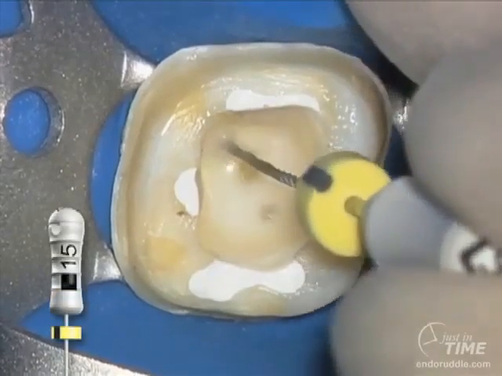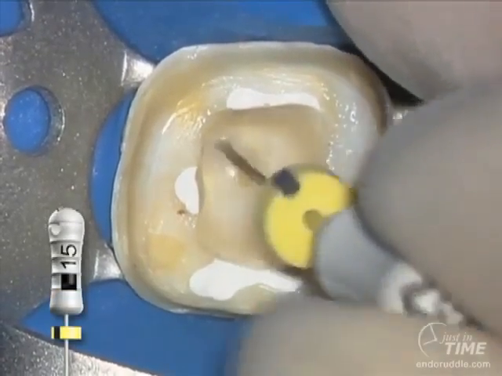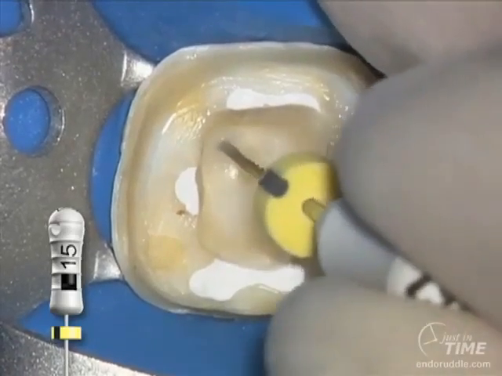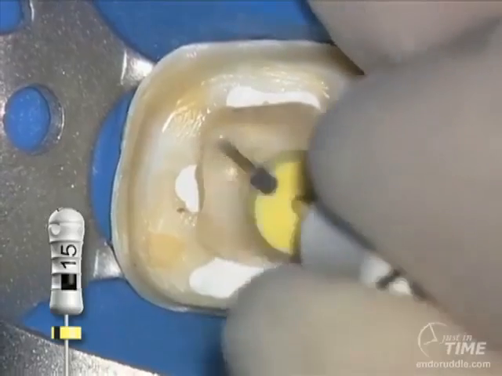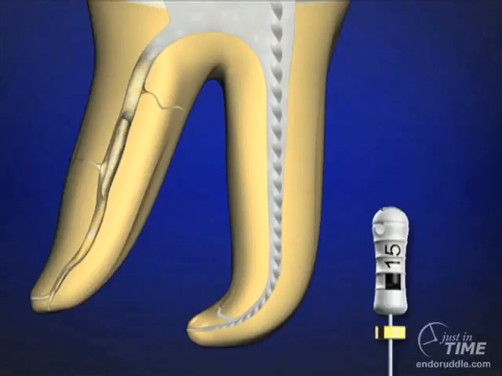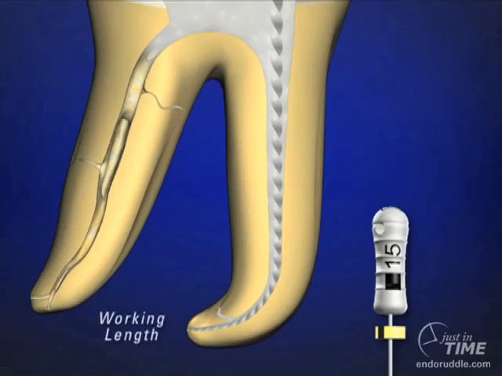The 15 file is then brought in to expand the glide path to at least the dimensions of a loose 15. The 15 file oftentimes is a little further away than the 10 file was, in that it's 50% bigger at D0 than the file that preceded it.